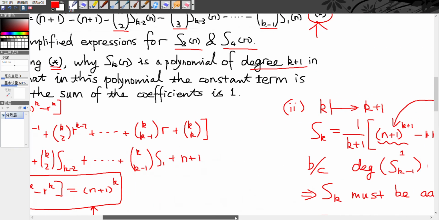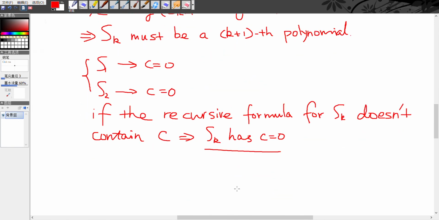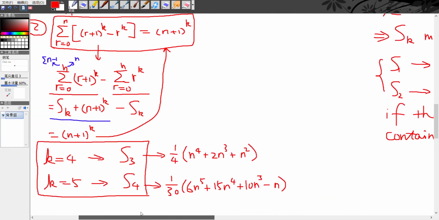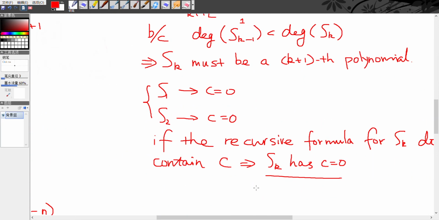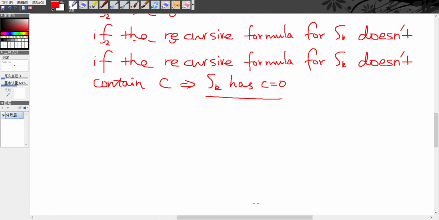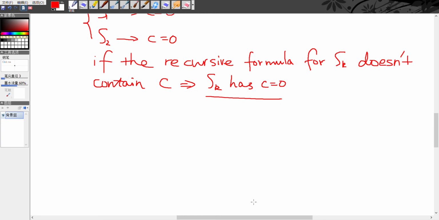You just need to write down some words to explain your idea and your thoughts for the examiner to know what you are thinking. And the last sub-question asks us to show the sum of all coefficients is 1. That actually needs some work, using mathematical induction.